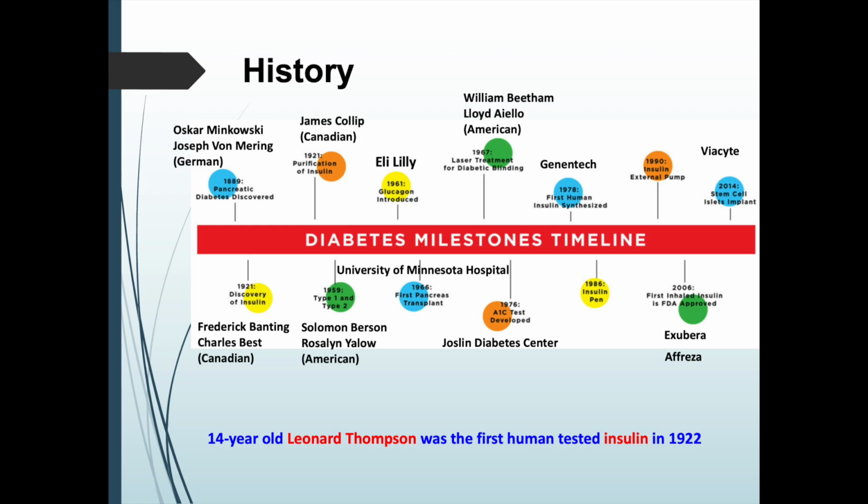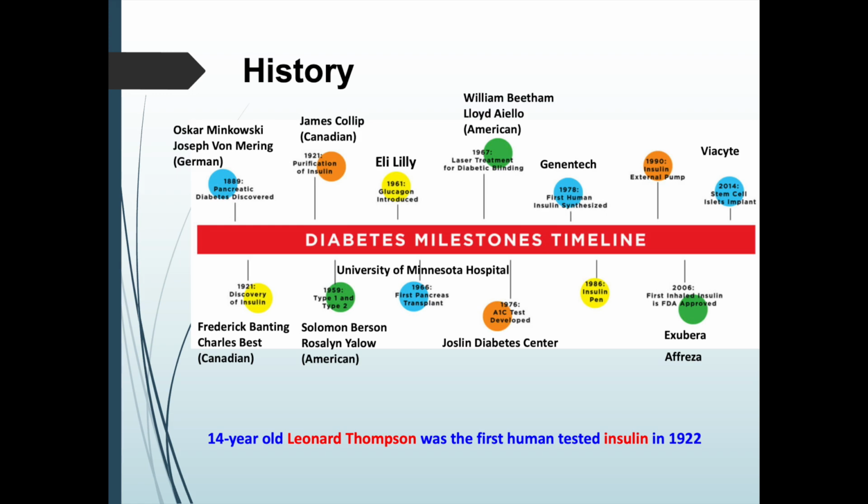From that time till 1959, when the disease conditions like type 1 and type 2 were diagnosed, insulin was basically purified from cattle and given to humans. Then in the year 1959, type 1 and type 2 diabetes were found by Solomon Berson and Rosalyn Yalow, American scientists. In the next slide, I will show what type 1 and type 2 are.